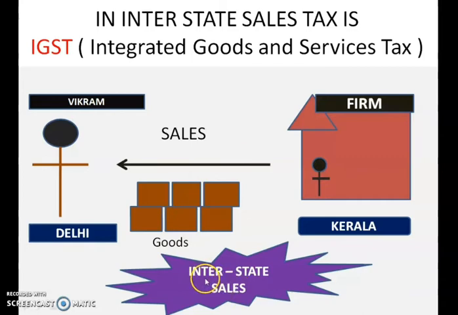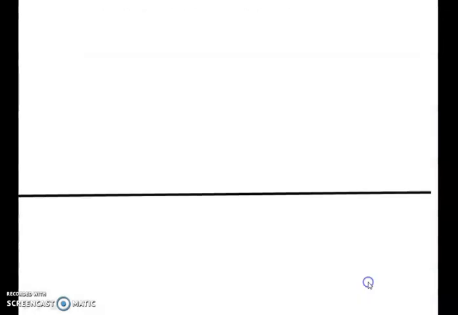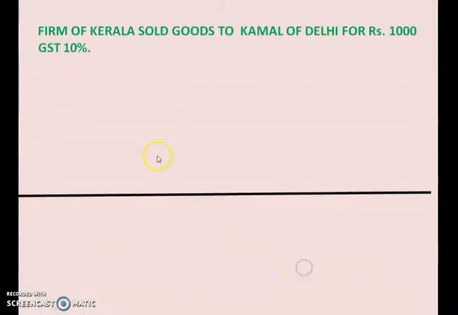You know that whenever there is interstate sales or interstate transaction, what is the tax applied? Integrated GST. That is, integrated goods and service tax is applied. Here also the same case. Whenever there is sale or purchase between two different states, you have to use the word integrated GST. So let us see one case over here. Firm of Kerala sold goods to Kamal of Delhi for ₹1,000. GST is 10% here also.